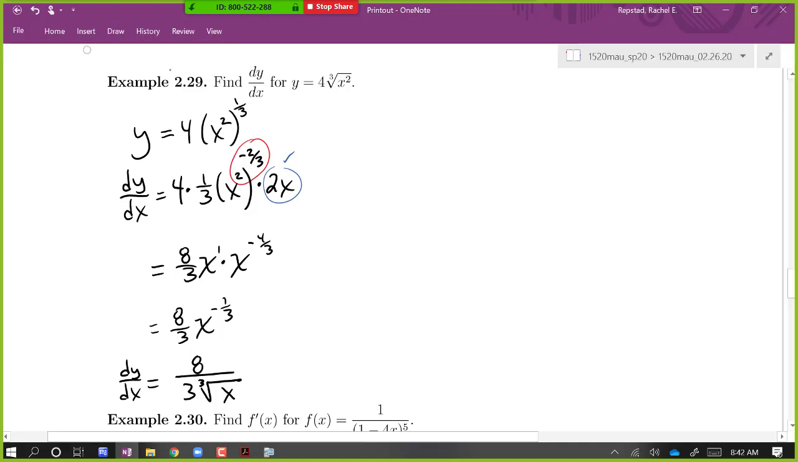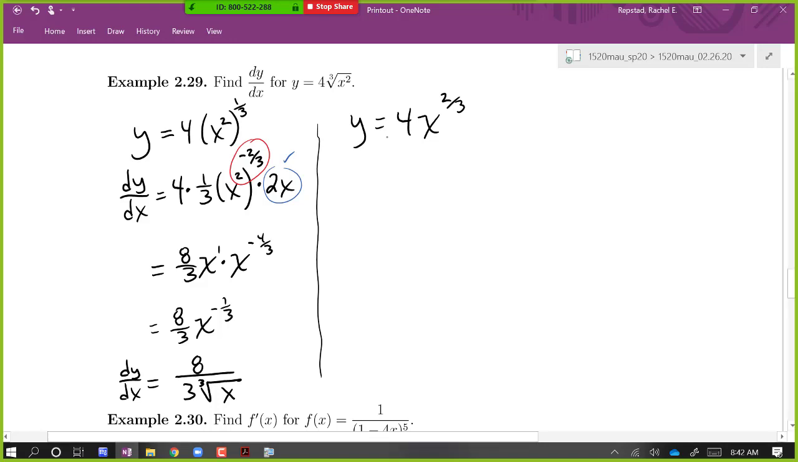Another way we could have rewritten the function to begin with is just to say, well, the cube root of x squared, I could just write that as x to the 3/2. Sorry, 2/3. Right, with a fraction exponent, the denominator tells you what root you're taking, the numerator in the exponent tells you what power you're raising it to.